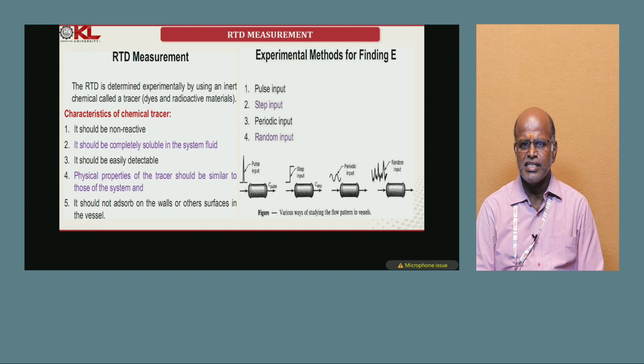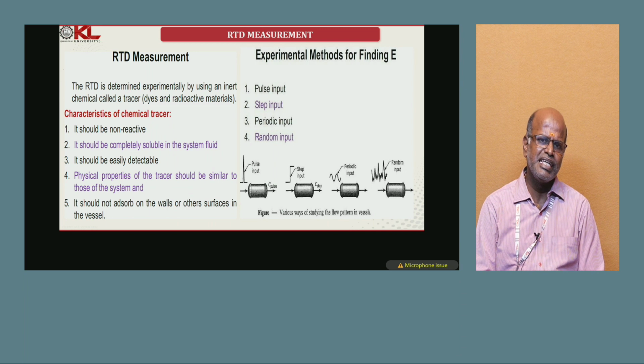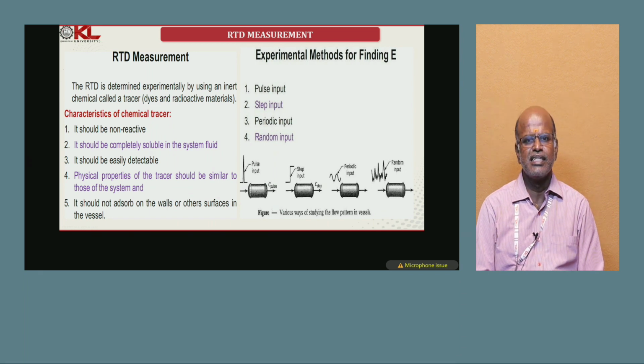The various methods are pulse input, step input, periodic input, and random input. These are the various methods used for RTD measurement. The diagrammatic representation can be seen here, where you are using the pulse input, the step input, the periodic input, and the random input.